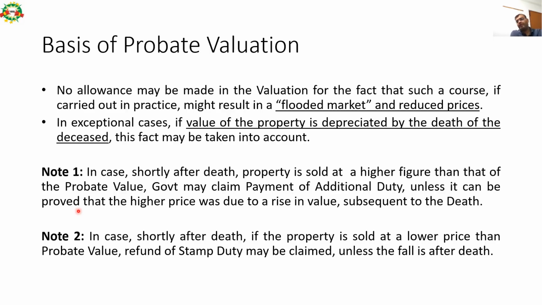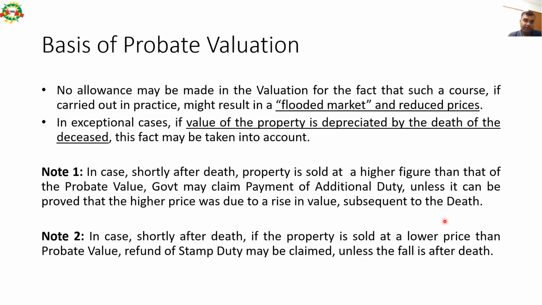So the valuer has given a probate value of, say, 100 rupees, and after that the property is sold at 150 rupees. Then government may claim payment of additional duty unless it can be proved that the higher price was due to a rise in value subsequent to the death. So if probate valuation has been given as 100 rupees and, say, within the next 2-3 months or 6 months the property is sold at, say, 400 rupees, the government can tell the owner that you have to pay extra stamp duty to us, the property was undervalued.